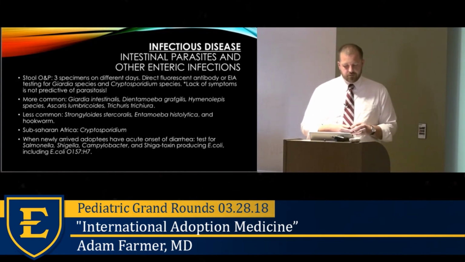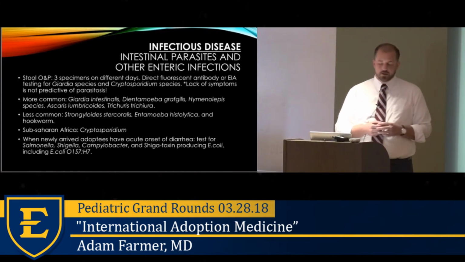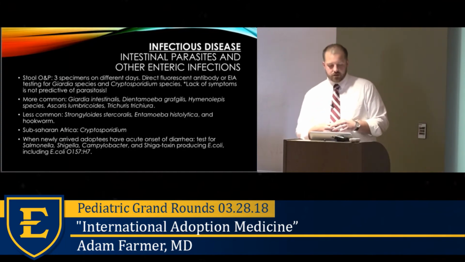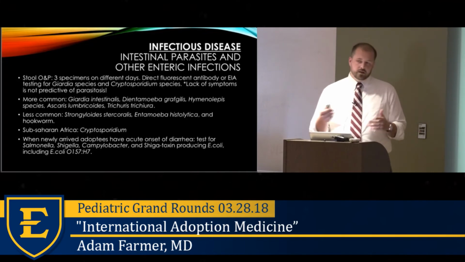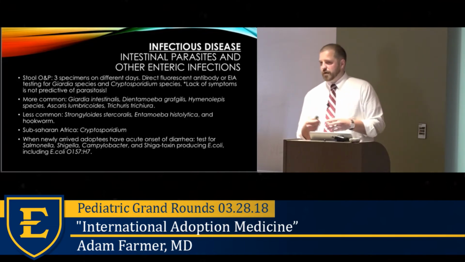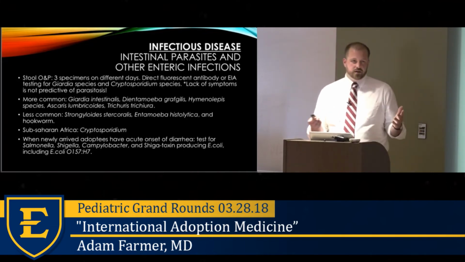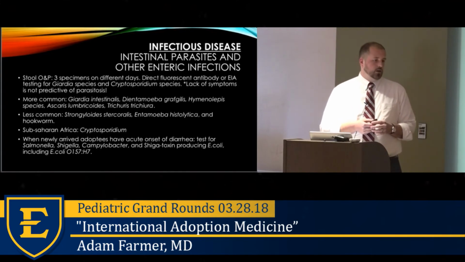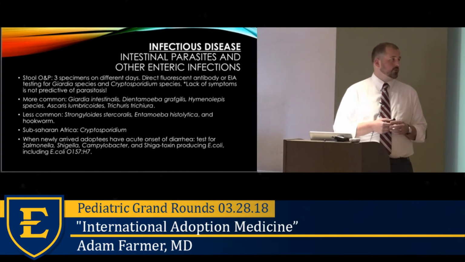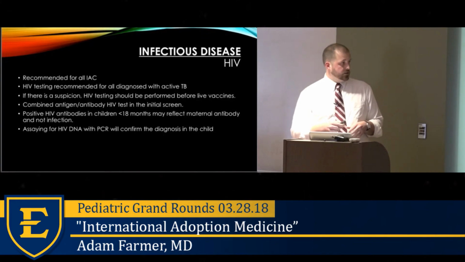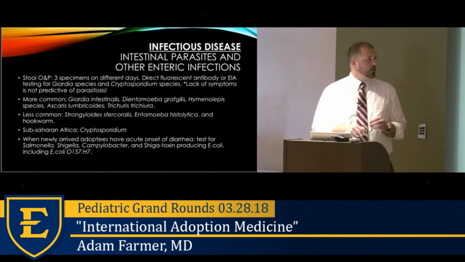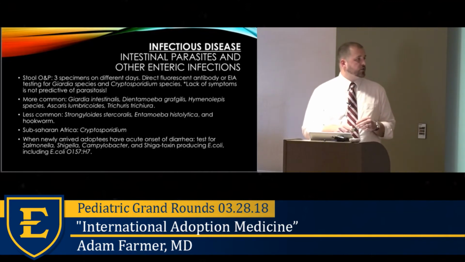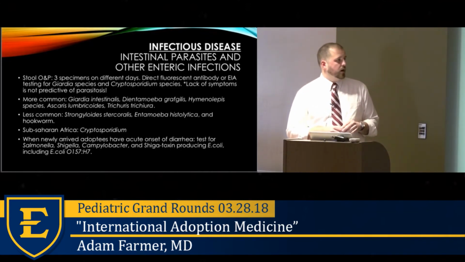Some of the fun bugs and parasites that they can come in contact with should prompt you to get some stool studies. Again, the initial study you might see might be a CBC that shows profound eosinophilia. That should make you think that there might be some parasitic infection going on. Three specimens of stool should be sent off for ova and parasites. You especially want to be testing for Giardia and Cryptosporidium.